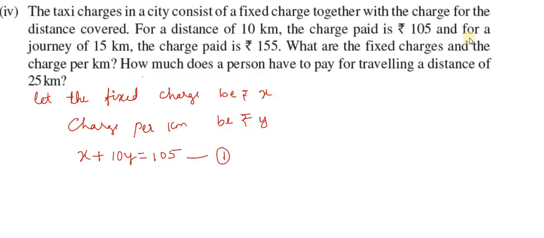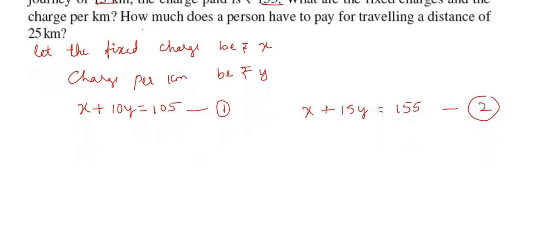And similarly, for the journey of 15 kilometers, they paid 155. So therefore x plus 15y is equal to 155. Call this equation 2. Now simplify this using our substitution method, so we can find the x and y values.